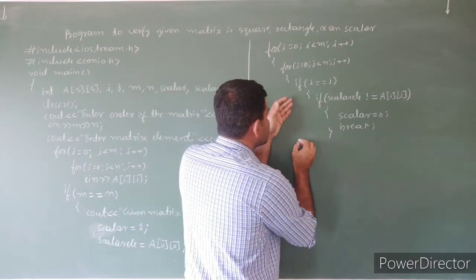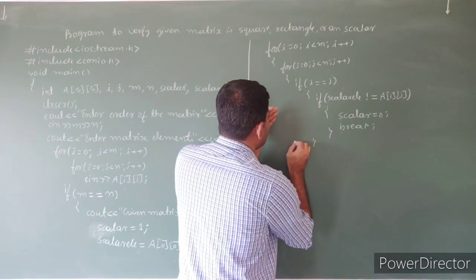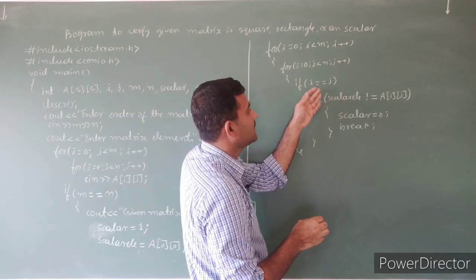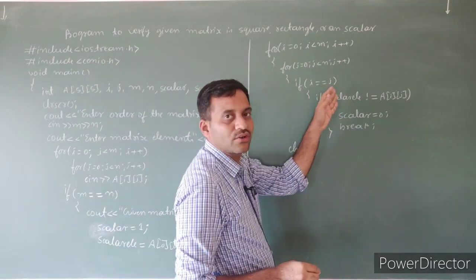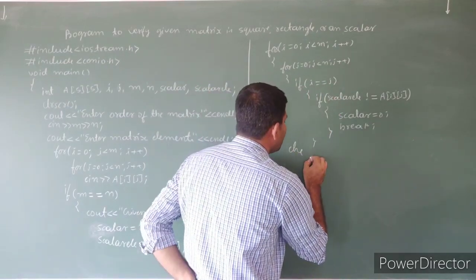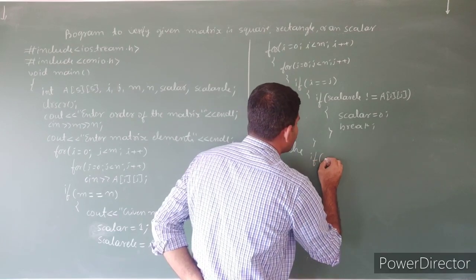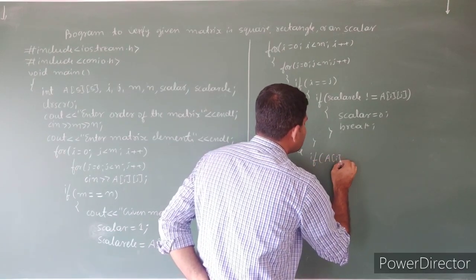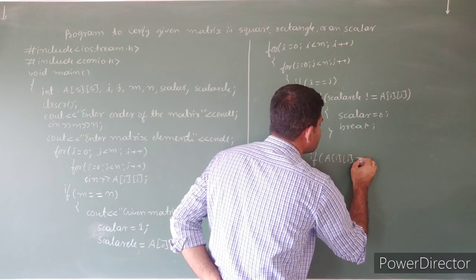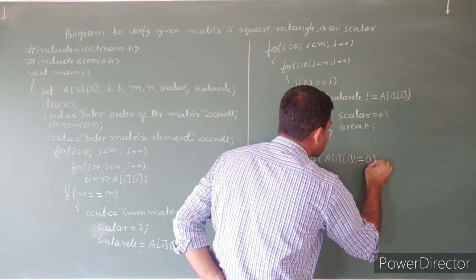If it is false, see here, which one is false? i is equal to j is false. Then we have to verify if a of i j elements is not equal to 0.